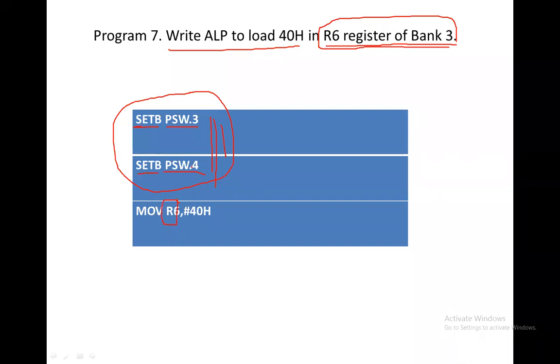If you compile the program and go to the debug, can you see whether bank 3 is selected or not? Please check this. It is not possible, because on the left side you can only see R0 to R7. This is your homework. Please use the Keil software.